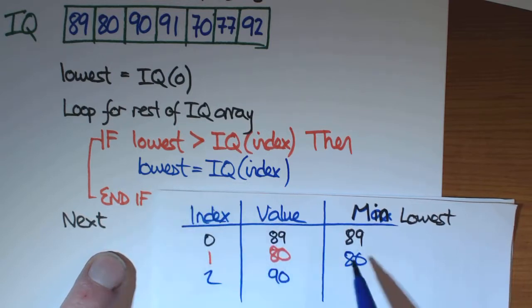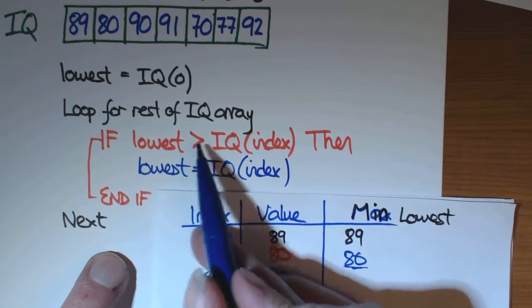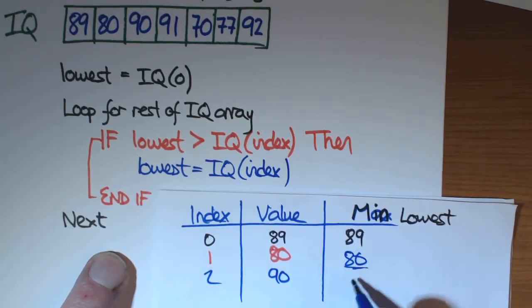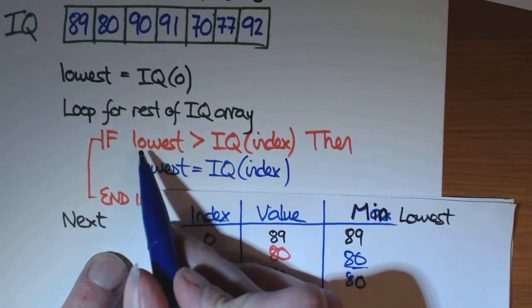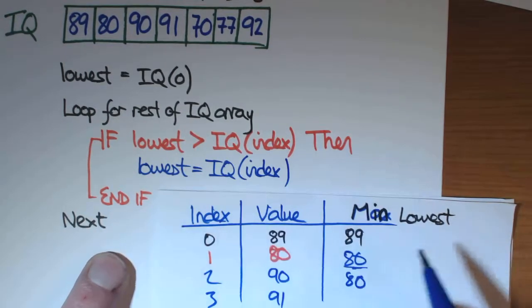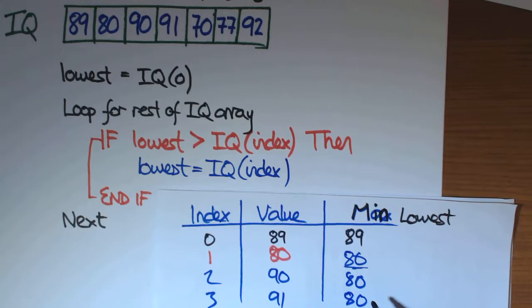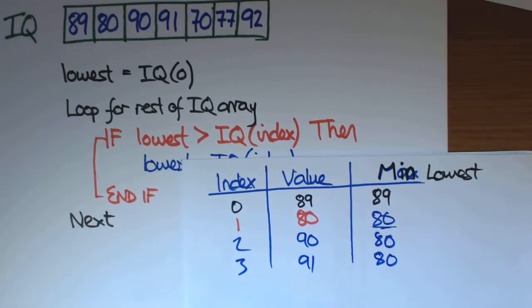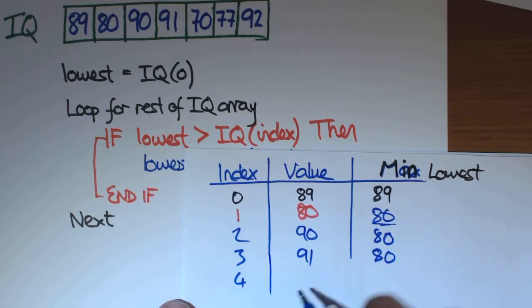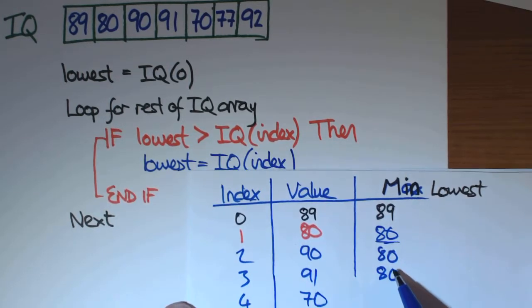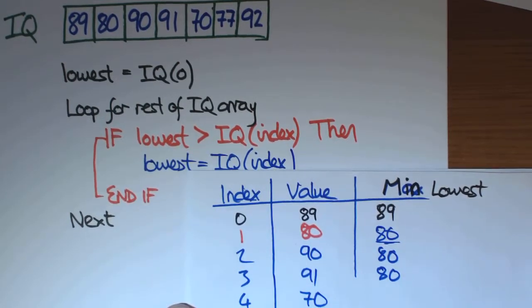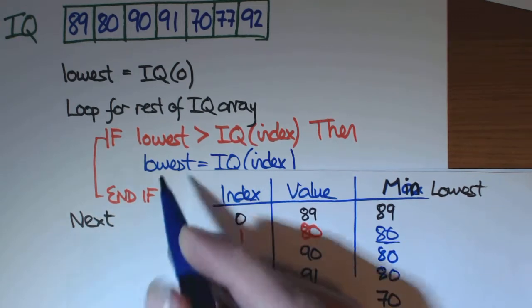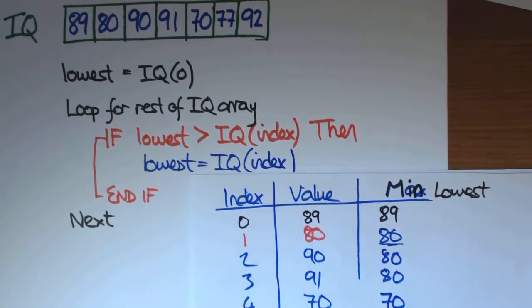Now, if we look at 90, is 80 bigger than 90? No, so 80 is still the smallest, okay? And then it looks at index 3, which is 91. So, is 80 bigger than 91? No, it's not, so 80 is still the smallest. Okay, it then looks at index 4, and that value is 70. So right now, lowest is still 80. So is 80 bigger than 70? Well, it is, so that is why lowest now equals 70.